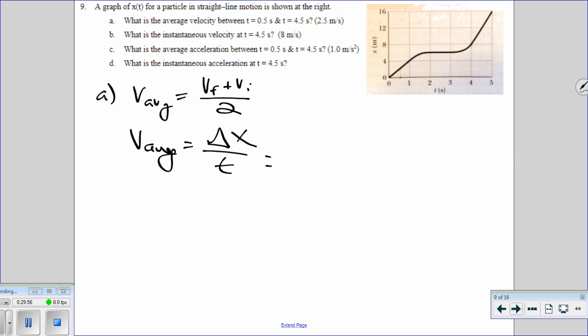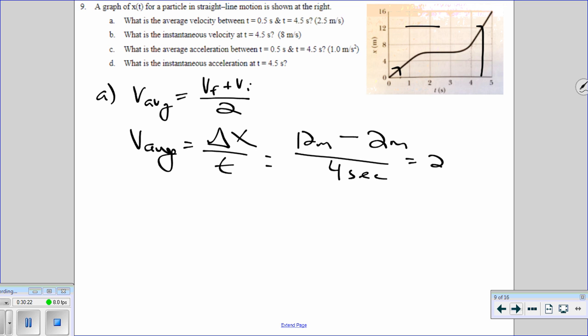All right, so we're going to find the displacement and the time. So between 0.5 and 4.5 seconds, my final position looks like it's 12 meters minus 2 meters, right? In 4 seconds, right? Follow? So my average velocity turns out to be 2.5 meters a second.